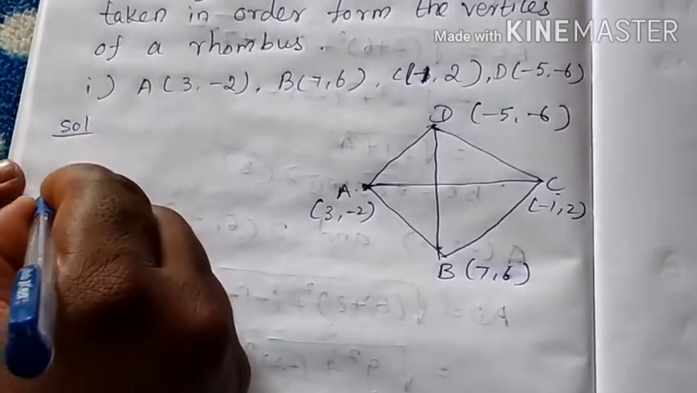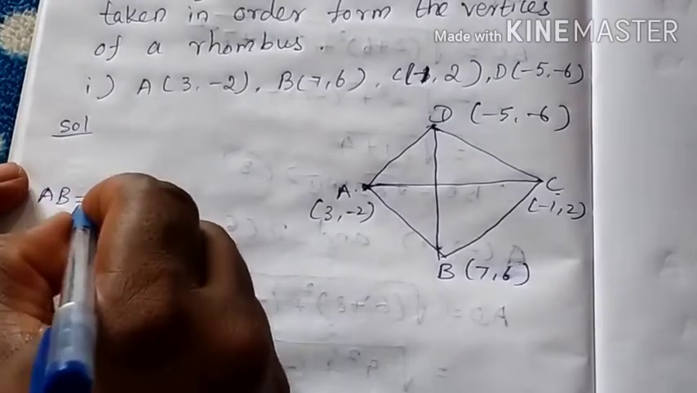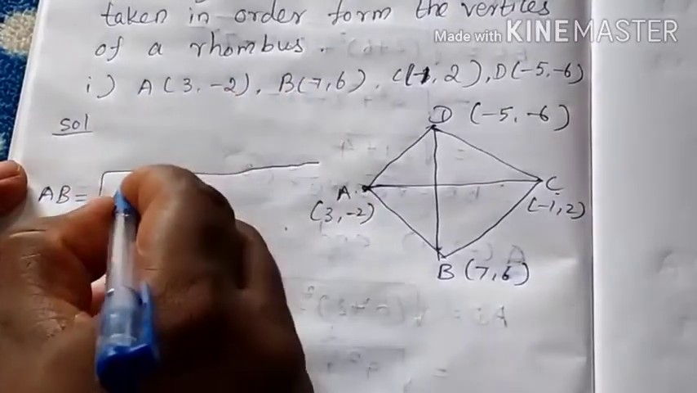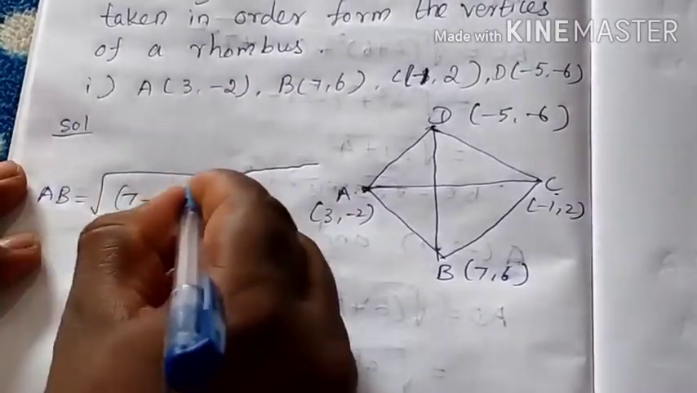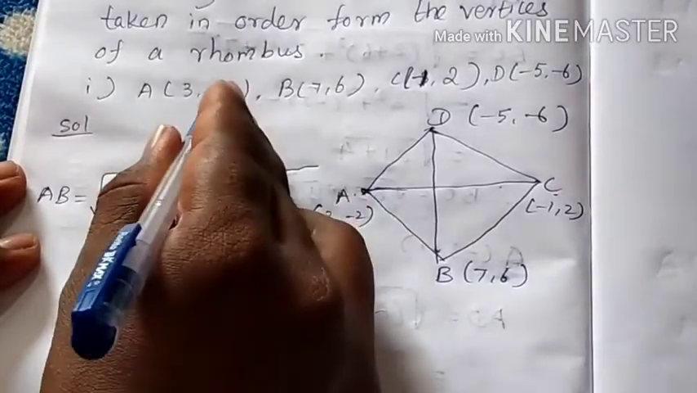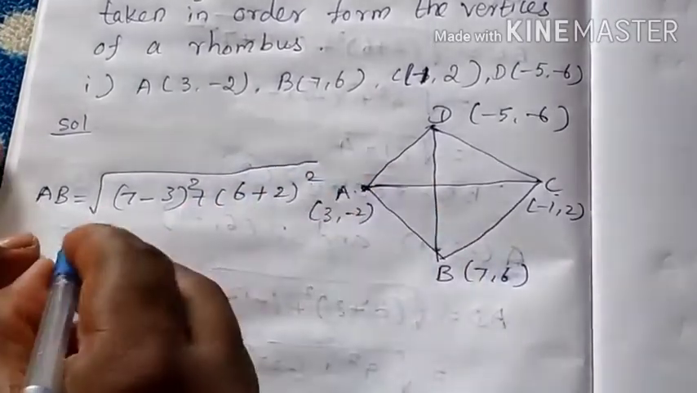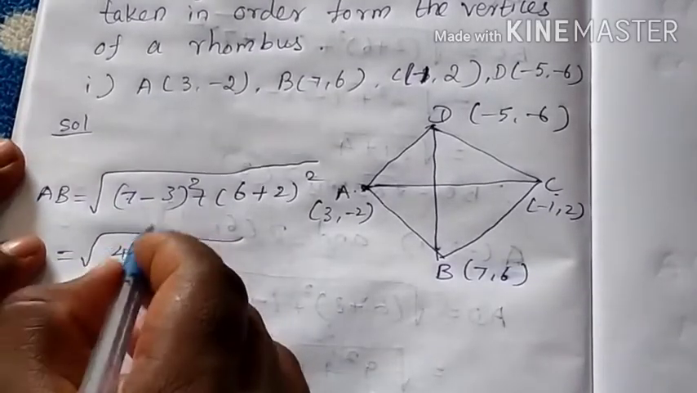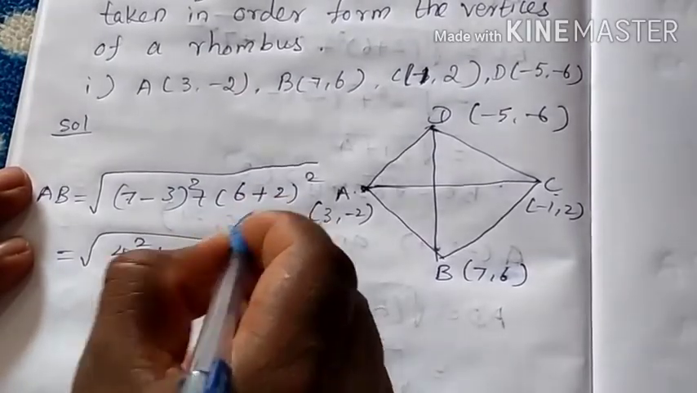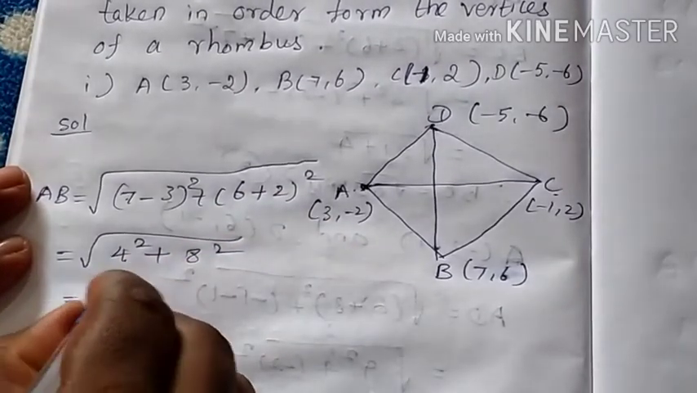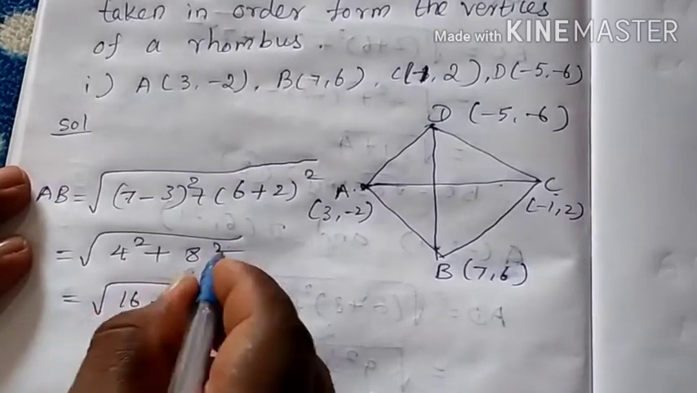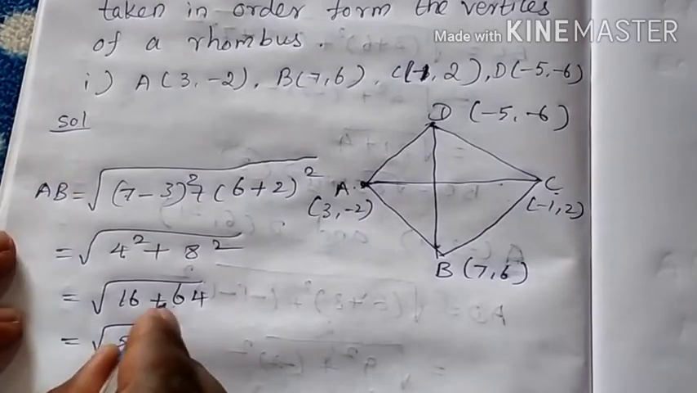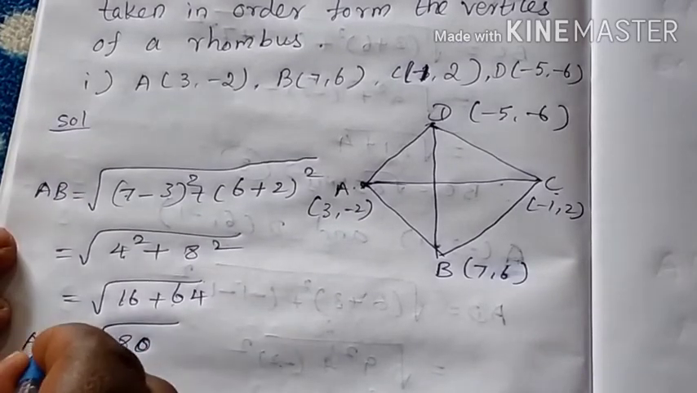So the distance of AB is equal to the square root of, first consider the first 2 points A and B, (x2 minus x1) the whole square plus (y2 minus y1), so minus or minus plus 2, the whole square, which is equal to the square root of (7 minus 3 is 4) the whole square, 4 squared, plus (6 plus 2 is 8) the whole square, which is equal to the square root of 4 squared is 16 plus 8 squared is 64. Therefore the square root of the sum of the values, 16 plus 64 is 80, so AB is equal to square root of 80 units.